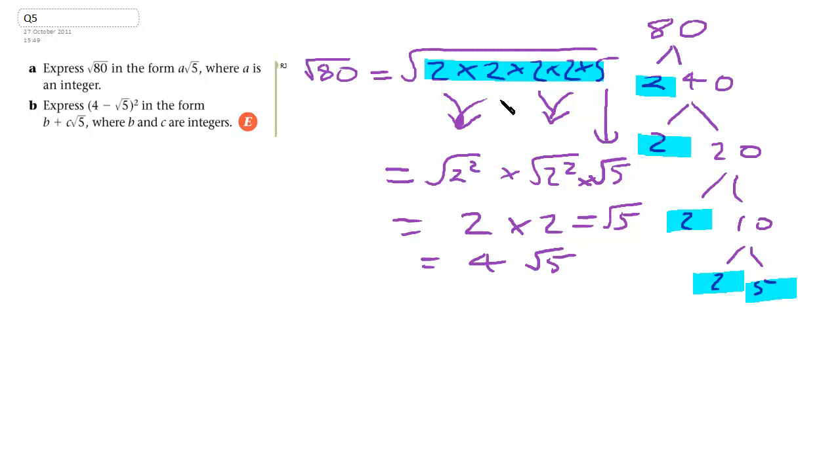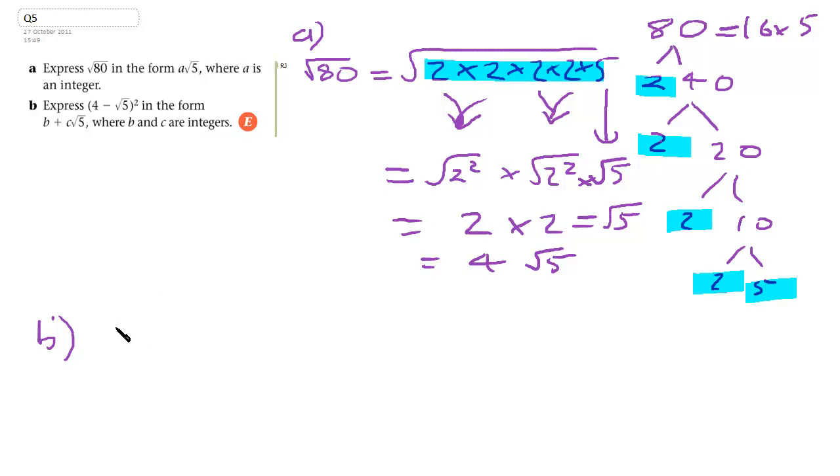Now the other way to spot this is to realise that 80 is equal to 16 times 5. 16 is a square number. Square root of 16 gives you 4. And if you're quick, that's the way you can do it. Right, let's move on to part B. That was part A. So let's look at part B.